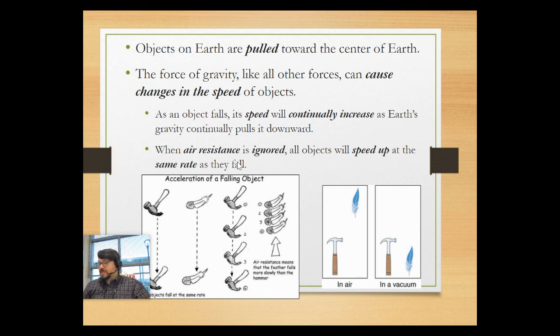When you do have air resistance, sometimes things fall at different rates. This paper and this pen, because there's more air resistance on this paper than on this pen, so it falls down quicker. But if I took away all the air in the room, number one, I couldn't breathe. I'd probably die. Number two, they would fall at the same rate.